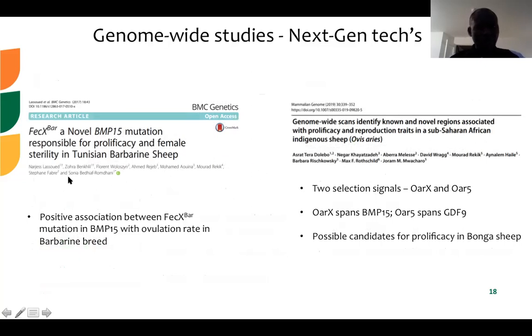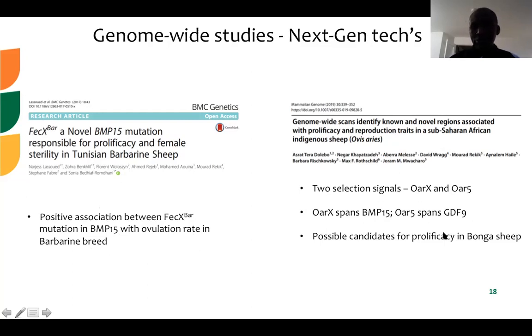One of the studies was done by Sonia Berviaf with her group in Tunisia, in which they discovered a novel mutation, which they called FecX Bar, in BMP15. And they found that this mutation is associated with increased ovulation rates in the Barbarine sheep breed.